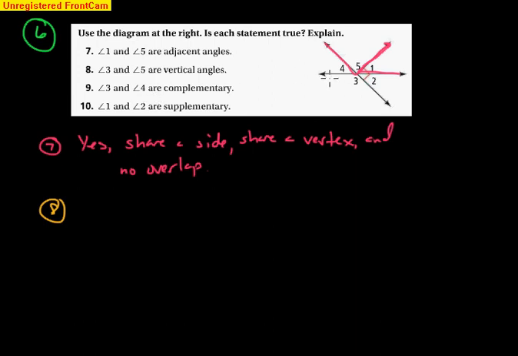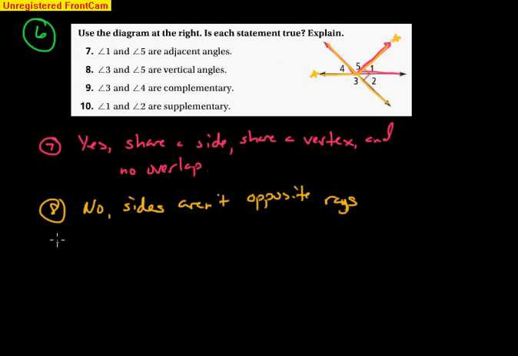Okay, 8. Angle 3 and angle 5 are vertical. So let's take a look. Angle 3 is right there. Angle 5 is right there. Notice this side and that side, they are not opposite rays. Remember the definition of vertical angles. Two angles whose sides form opposite rays. So this is no. Sides aren't opposite rays. If you notice, these two sides are, because they make a straight line, but the other two sides are not.